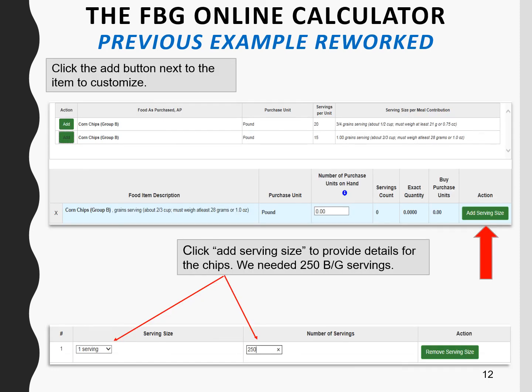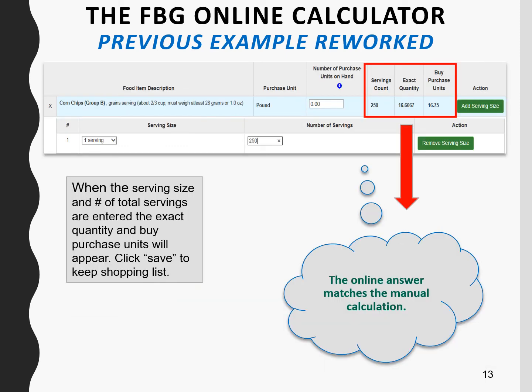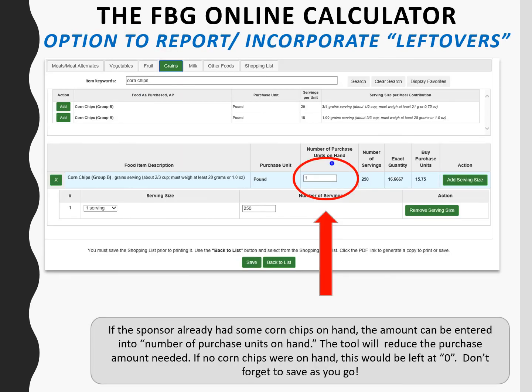Click Add Serving Size to provide details for the chips. We need 250 bread grain servings. When the serving size and the number of the total servings are entered, the exact quantity and by purchase units will appear. Click Save to keep the shopping list. The online answer matches our manual calculation. For 250 servings, we need 16.6667 or 17 pounds.